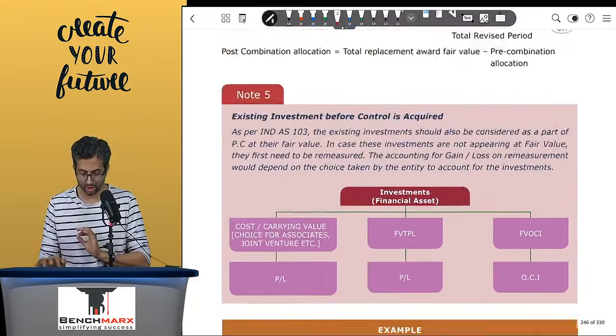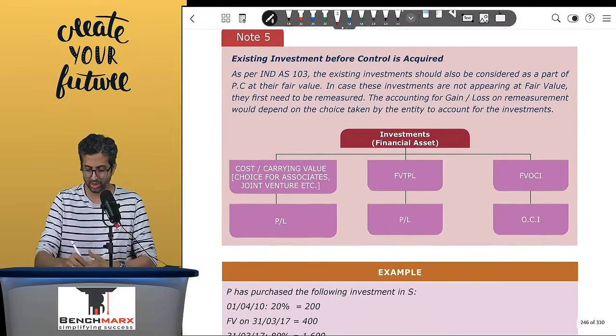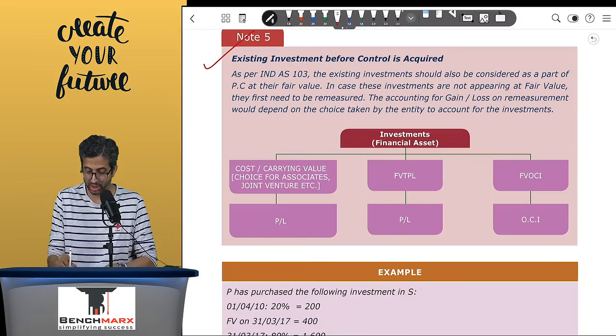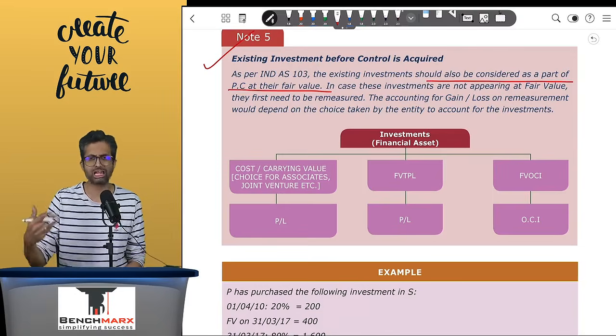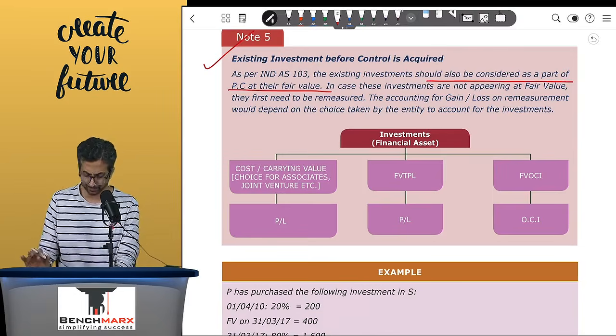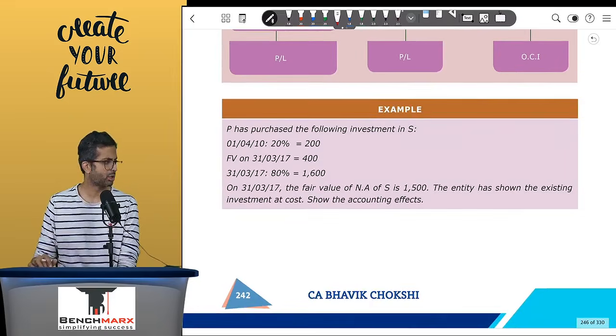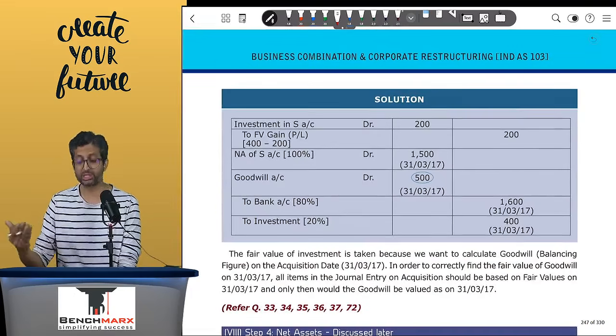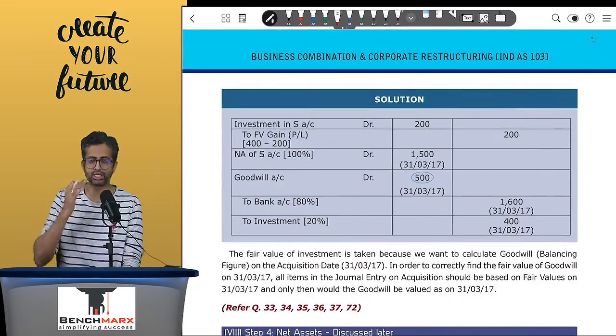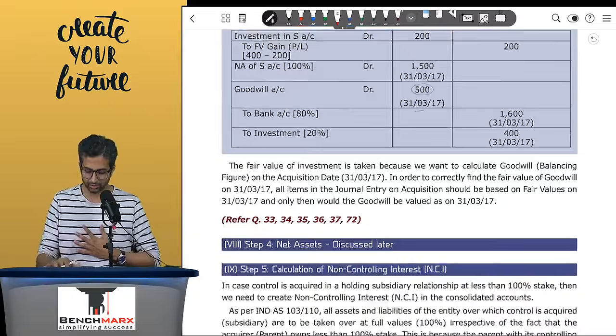So long story short, this is for existing investment before control is obtained. You'll have to remeasure the investment. As you see, existing investment should be a part of PC at its fair value. You will remeasure it and then take it as a part of PC. Okay, so there's a small example pertaining to this, and we'll do a problem in our questions where we do this working.